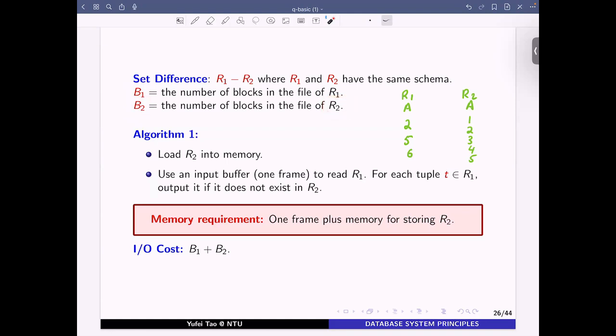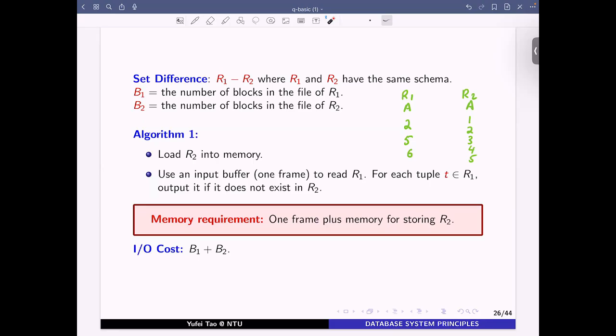All right. Now let's see how the algorithm works. By the way, I'm going to present two algorithms once again. The first algorithm is going to consume more memory. However, the first algorithm is going to perform less I/O, so it's faster. The second algorithm will consume very little memory, but it would require more IOs. Now, let's look at the first algorithm.